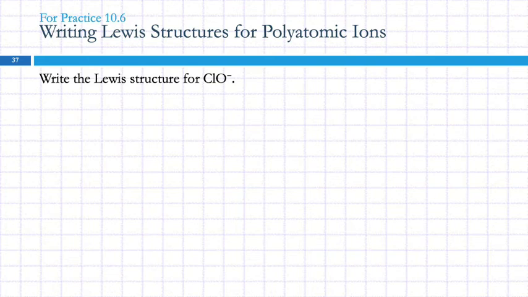Well, again, there's only 2 elements here, so 2 atoms. There's chlorine and oxygen. And we'll put a single bond between those because that's the minimum, right? If it's part of the molecule or the polyatomic ion, it has to be bonded in there. And then we're going to count valence electrons. So how many valence electrons does the chlorine have? 7. And oxygen has 6.